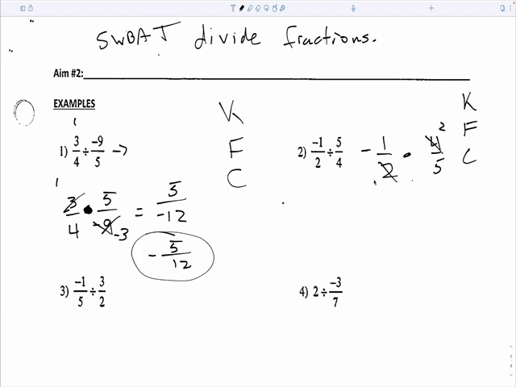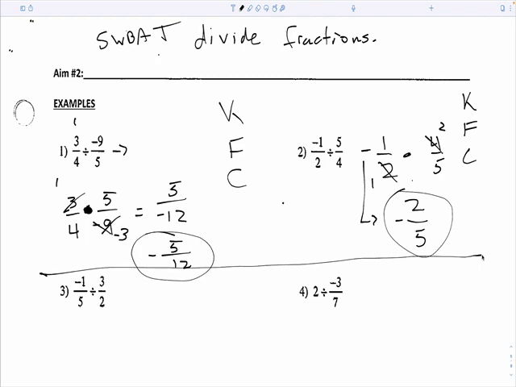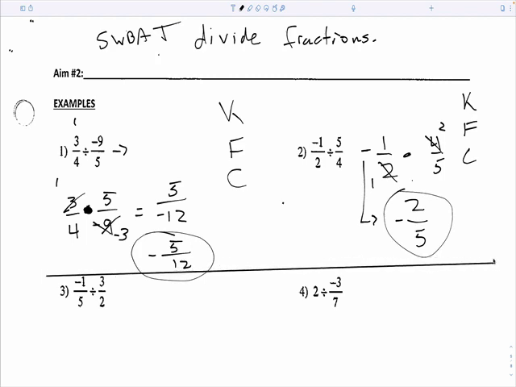Good. 2 goes into 2 once. You can write a 1. So 1 times 2 is 2. 1 times 5 is 5. Bring down your negative. Stop there, draw a line. You'll start on 3 and 4 with a partner. And next page, please.